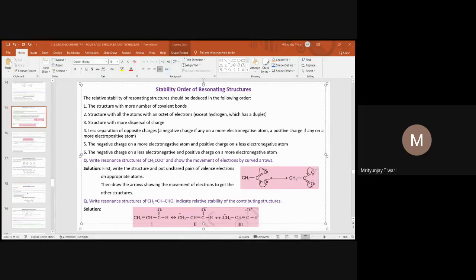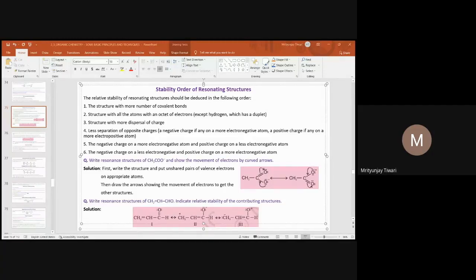We look at the second structure: 2 and 1, 3 and 1, 4 and 2, 6, 7 and 8. There are only 8 covalent bonds. 9 covalent bonds in structure 1, 8 covalent bonds in structure 2, and in structure 3, 2 plus 1, 3 plus 1, 4 plus 2, 6, 7 and 8. In the third structure also the number of covalent bonds is 8 only, and so the first structure will be the most contributing, and it will be the most stable structure.